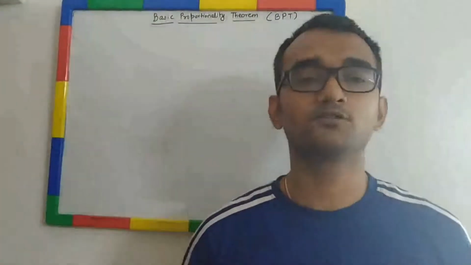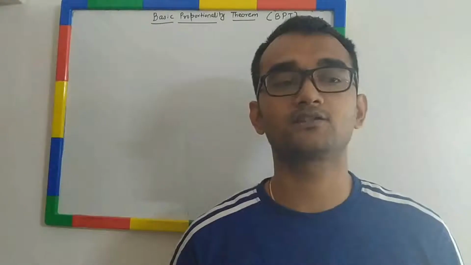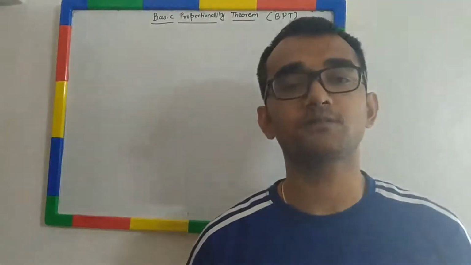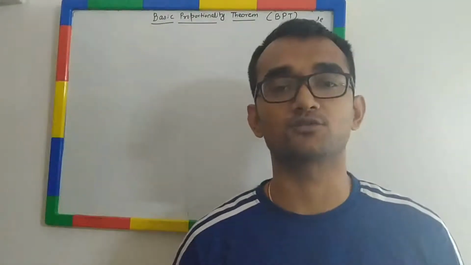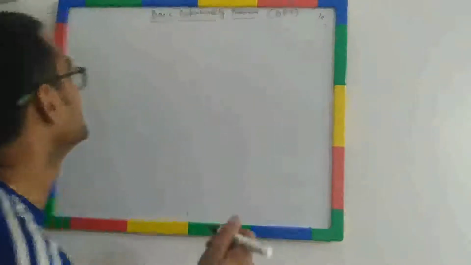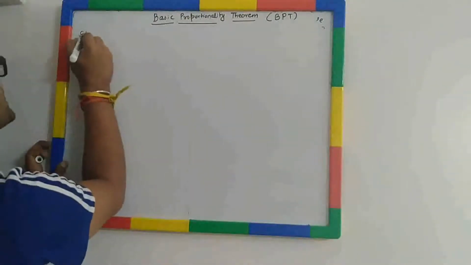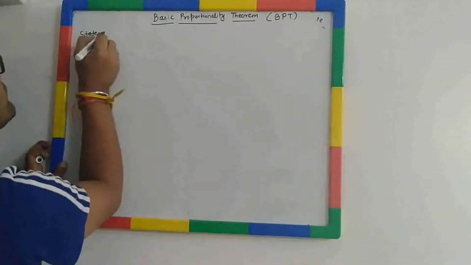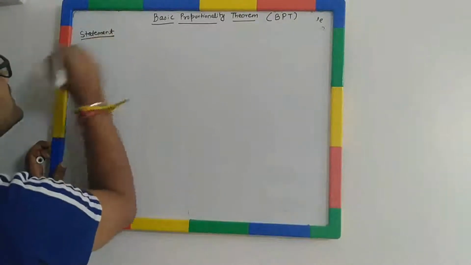Hello friends, today I am going to post my next video on class 10th maths topic: statement and proof of basic proportionality theorem. The shorthand notation of this theorem is BPT, basic proportionality theorem. First of all, I will let you know what this theorem states. So, statement of basic proportionality theorem.